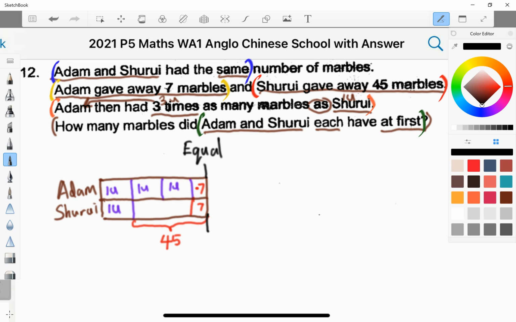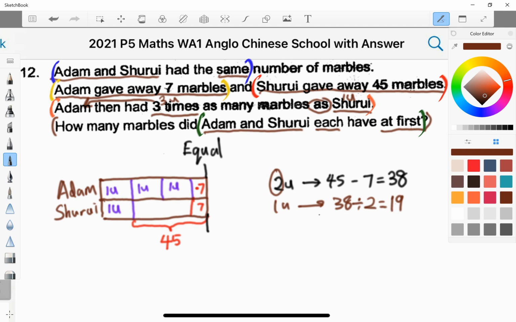From my model, I'll write down 2 units. It's actually 45 minus away 7, which will lead us to 38. Then I will want to find 1 unit. So 1 unit is actually 38 divided by 2, and my answer will be 19. So I'll indicate in my model that 2 units actually represent 38.